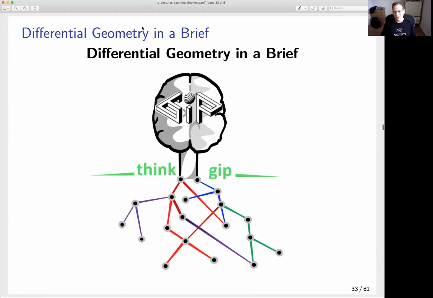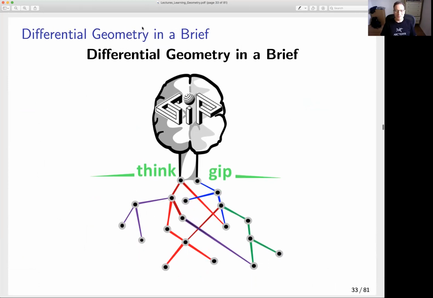Let me jump over this one and that one, and now we are ready to go into the essence of this course, at least from my perspective, and this is differential geometry.